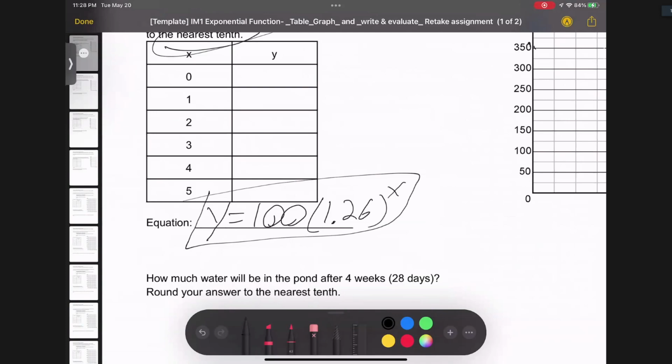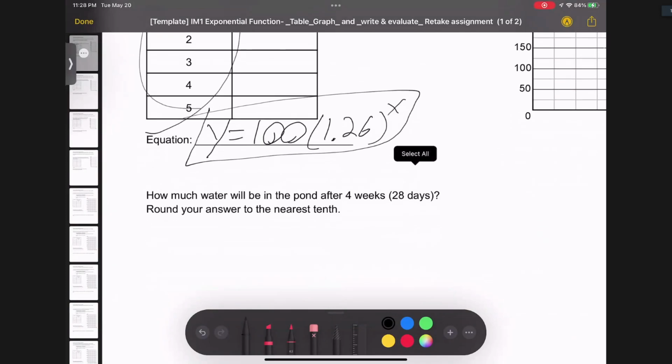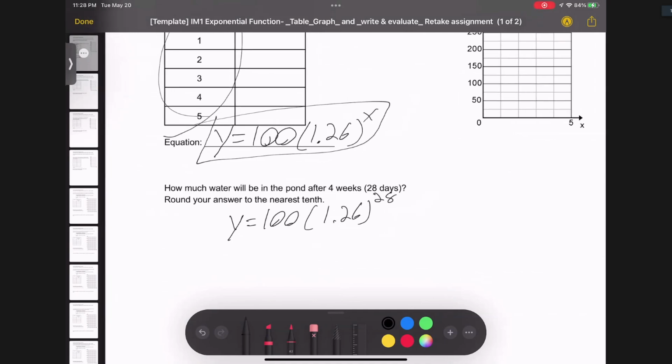You're just going to be plugging in these values. So one at a time, plug it in. And then for this one down here, you're just going to be doing this equation, 100 times 1.26 to the power of 28, and then plug it in, and then you just need to make sure you round to the nearest tenth.